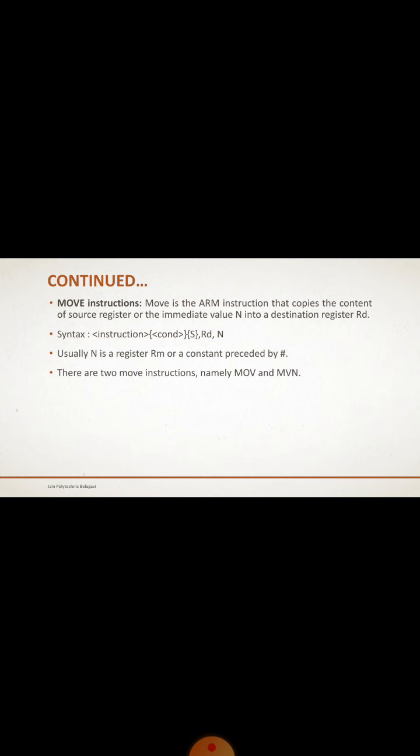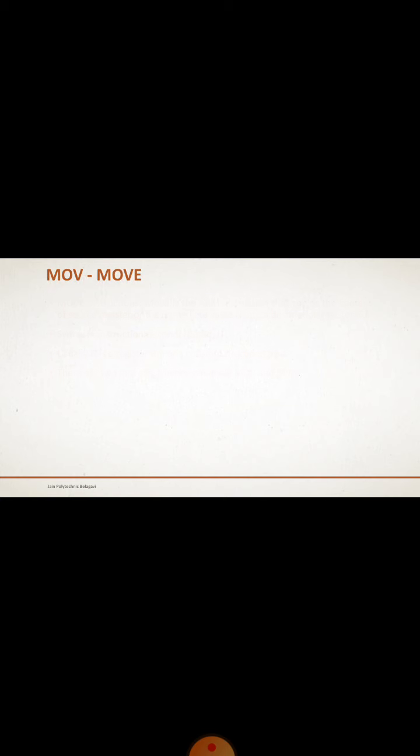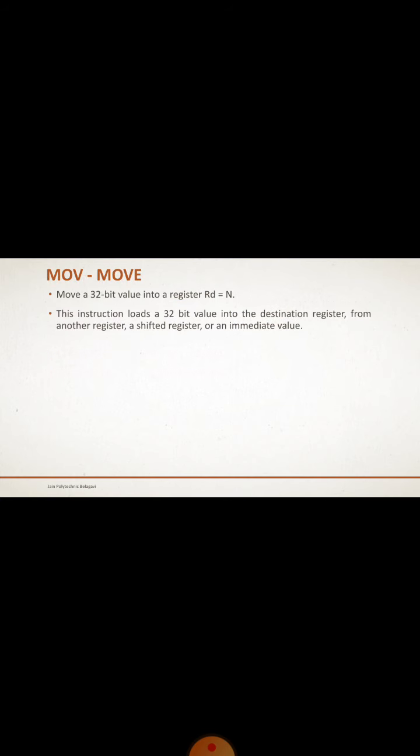There are two move instructions, namely MOV and MVN. The first instruction which we will be seeing here is MOV, where a 32-bit value is moved into register RD, that is the destination register. This instruction loads a 32-bit value into the destination register from another register, a shifted register or an immediate value.